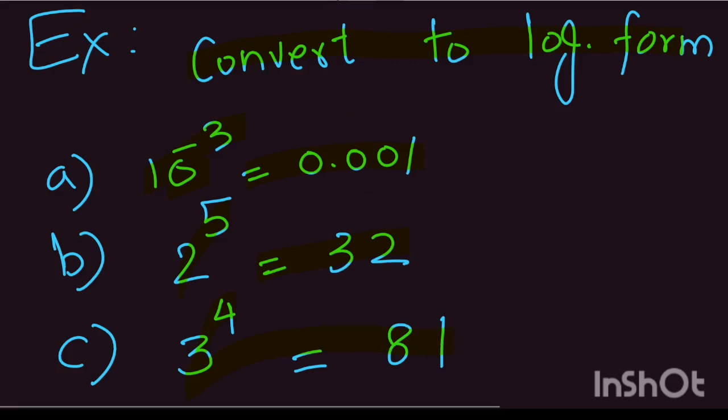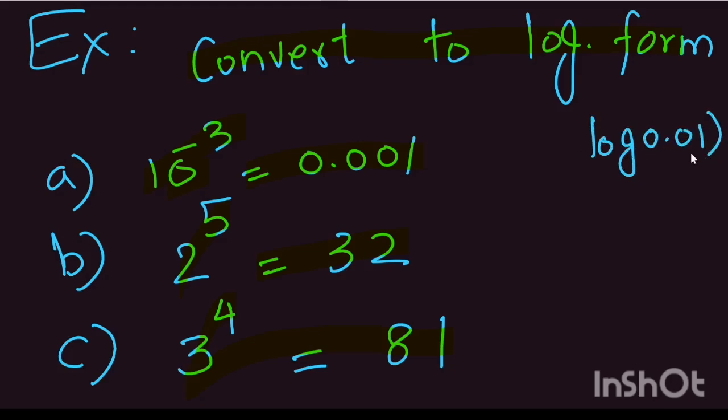So guys, we can write this, which is 0.001 in log. Whatever there is in the power will come down, so it will be -3, and this is the base, it would be the base of the log, base 10. So this is the log form.